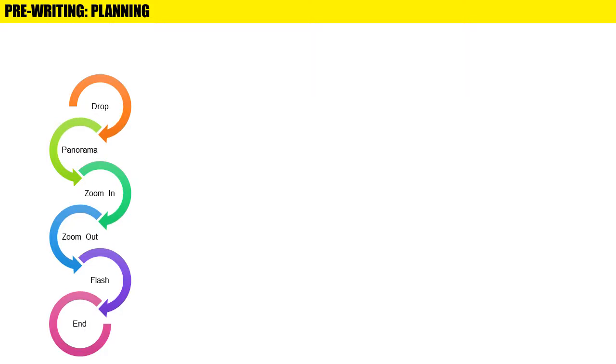So, how do we structure a narrative effectively? We recommend the drop, panorama, zoom in, zoom out, flash and end structure. In this video, we will go through this structure step by step. Broadly, we are talking about dropping your reader into the action, describing the setting in detail, zooming in on your character, zooming back out to the action, flashing back to an important memory, and then ending where you began in a cyclical structure. In the exam, you can use this structure to plan.